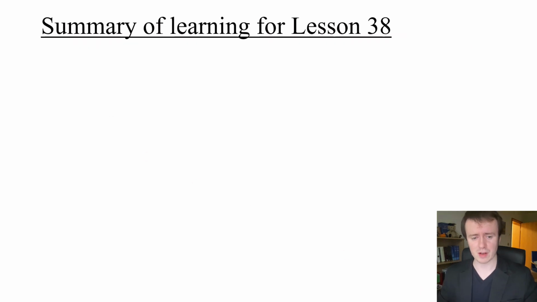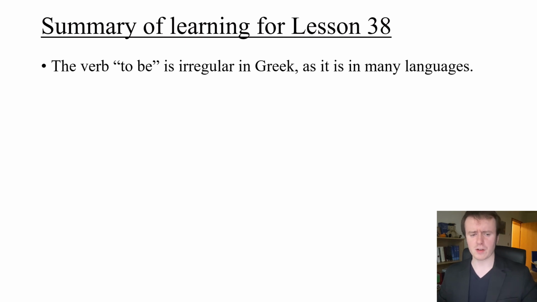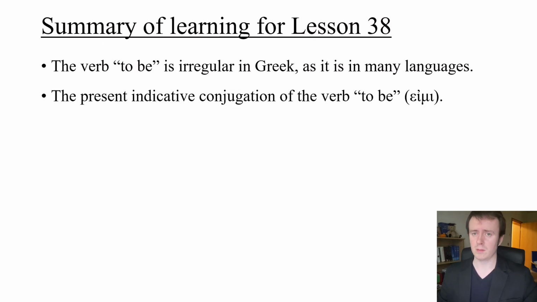Okay, that brings us to a summary of our learning for lesson 38. In today's lesson, we've learned that the verb to be is irregular in Greek, as it is in many languages, and we've learned the present indicative conjugation of the verb to be in Greek. We know it goes eimi, estin, esmen, este, eisin. And I think you should commit that to memory now, if you can. Note it down and try to learn it by heart.